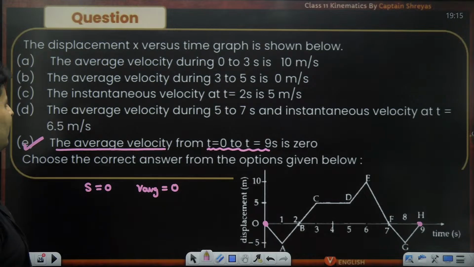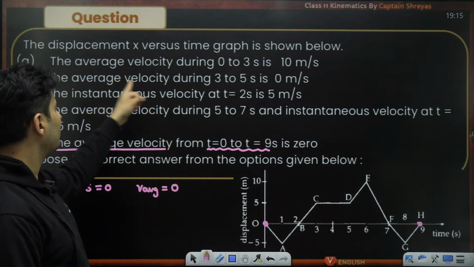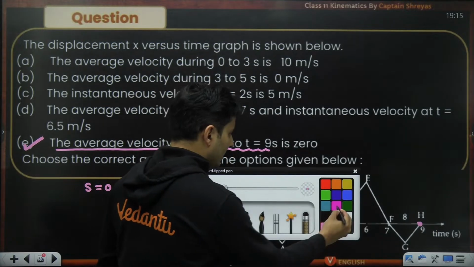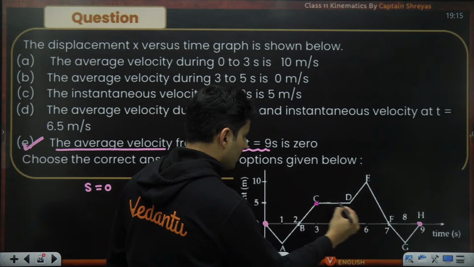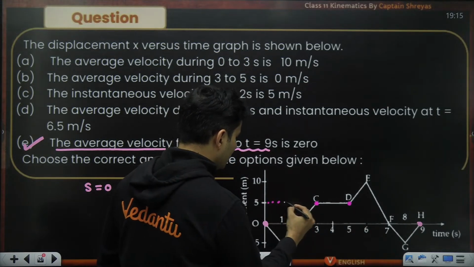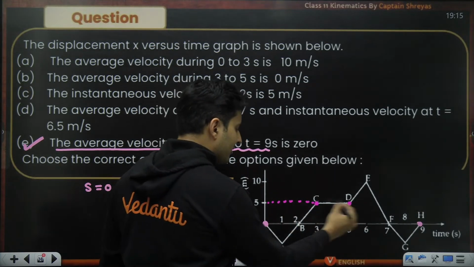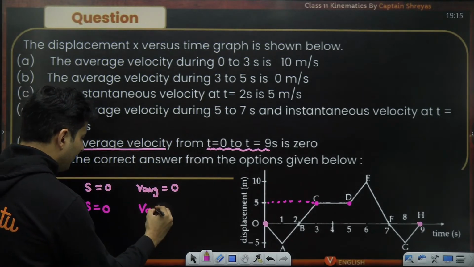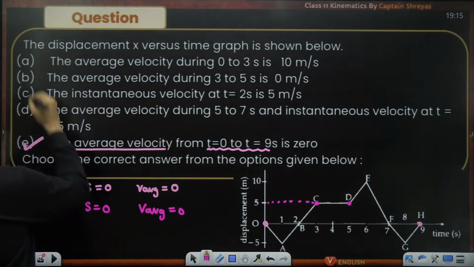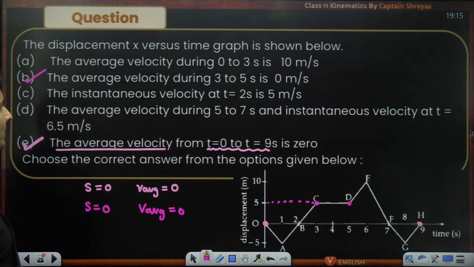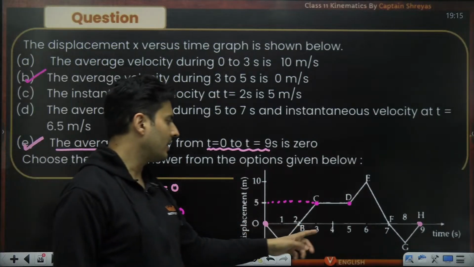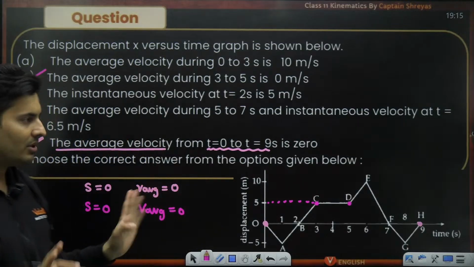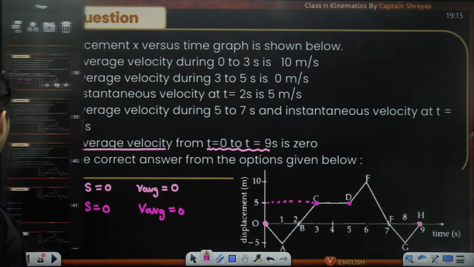Okay. Then maybe another thing, average velocity during 3 to 5. If you notice this part again, 3 to 5. This is 3, this is 5. Your position is always the same. Okay, slope is 0. So displacement is 0. So again, average velocity is 0. So this is also going to be correct. So B and E options are correct. Between 3 and 5, 0 velocity. Between 0 and 9, average velocity is 0. So B and E are correct.